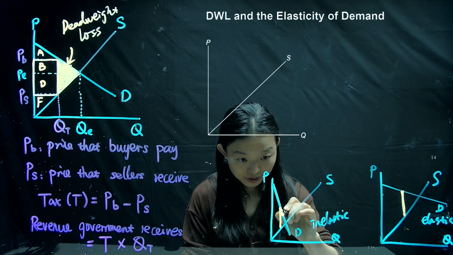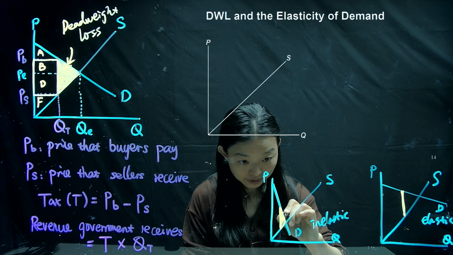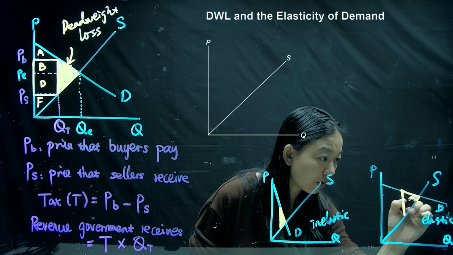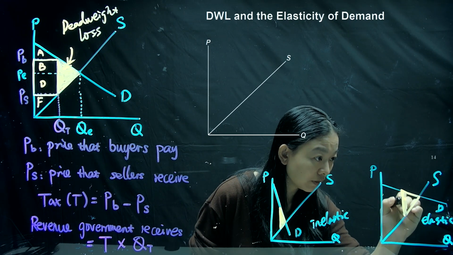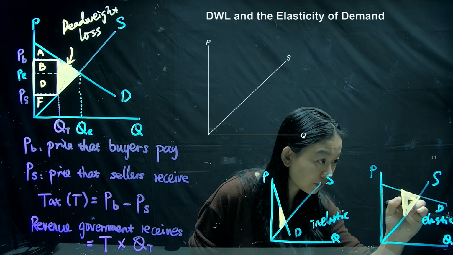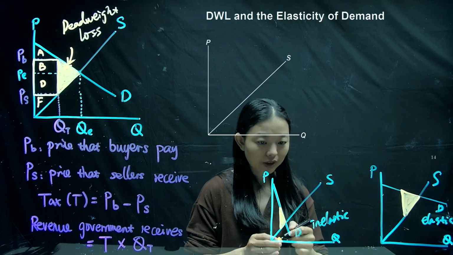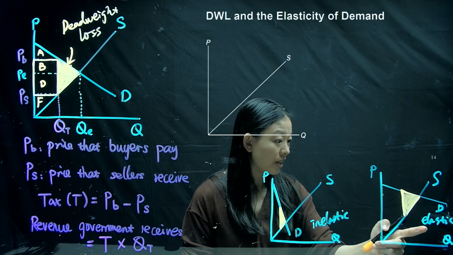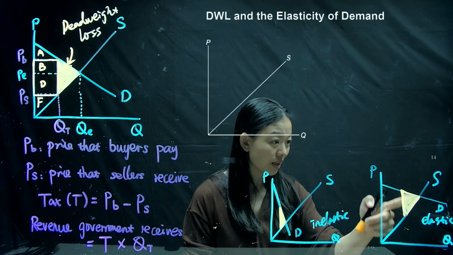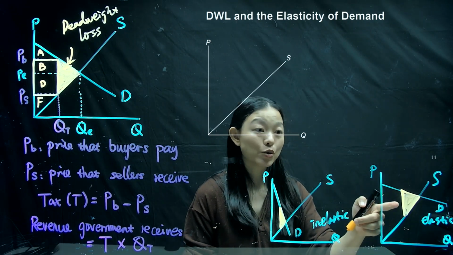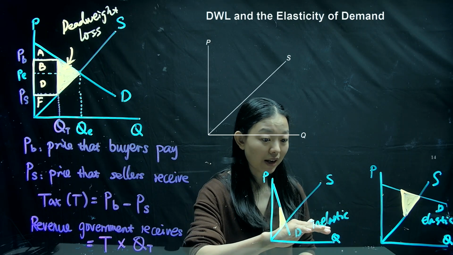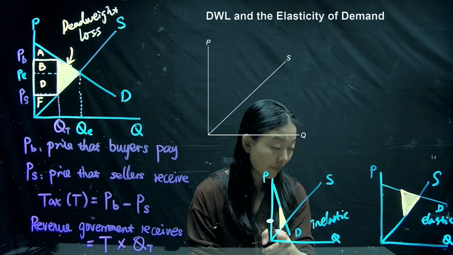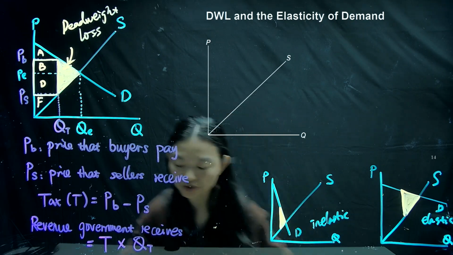The first one, the deadweight loss is like this triangle, right? However, for the second one, the deadweight loss will be this big triangle. So which deadweight loss is larger? You can notice definitely if the demand is elastic, then it will result in the larger deadweight loss, right? So if the demand is inelastic, the demand curve is steep, it will result in smaller deadweight loss.